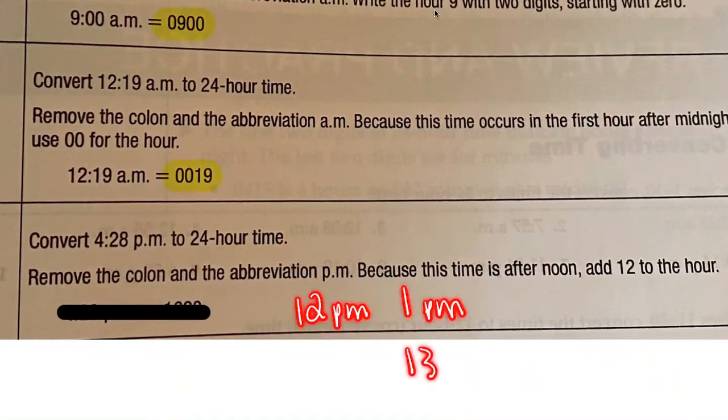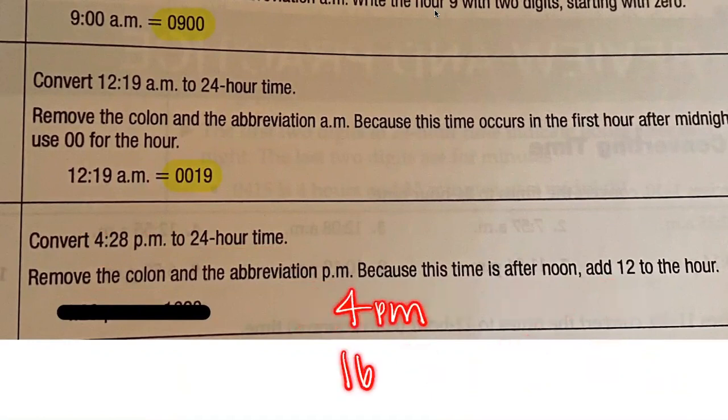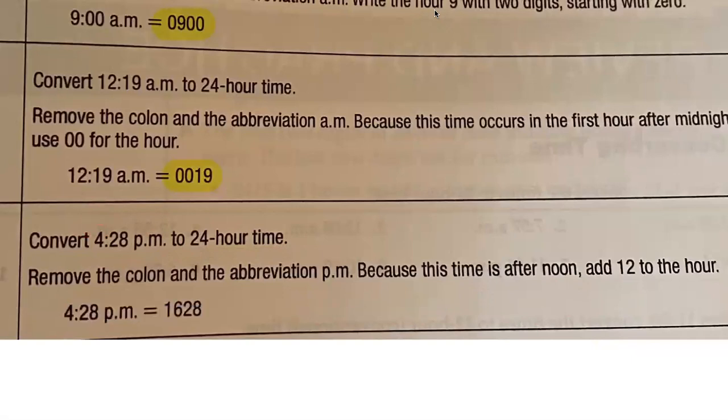Remember, all we're doing is adding 12. Well, then 2 p.m., that would be the 14th hour. 3 p.m., the 15th hour. And last but not least, what would 4 p.m. be? Well, that is the 16th hour of the day. And remember, you can always just add 12, and 12 plus 4 will give you 16. So that means that we'll have 1628 as our final answer. So we're 28 minutes into the 16th hour of the day.